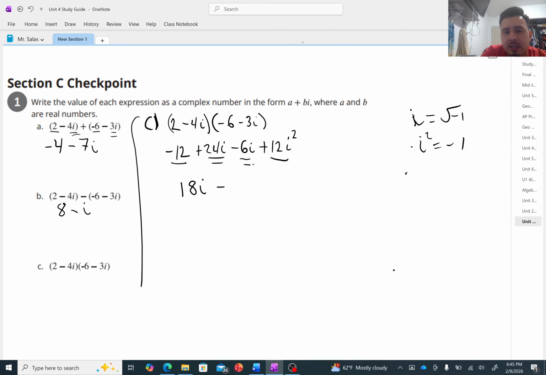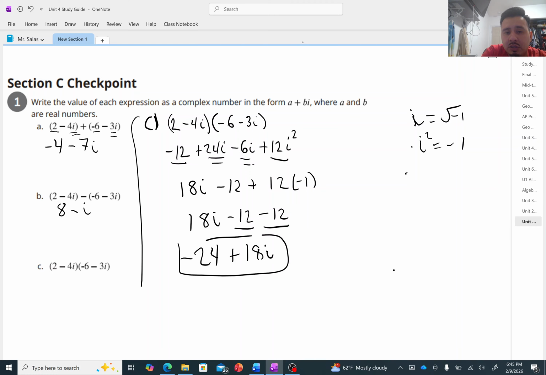And then minus 12 plus, well, I said i squared is equal to negative 1. What is 12 times negative 1? That's going to be a negative 12. So now I'm rewriting this as 18i minus 12 minus 12. So my final answer is going to look like this. I'm combining this negative 12 with that negative 12. I'm going to get negative 24 plus 18i. And this is my solution.